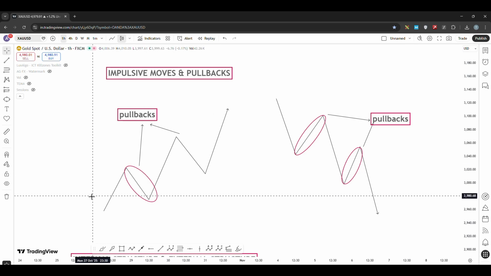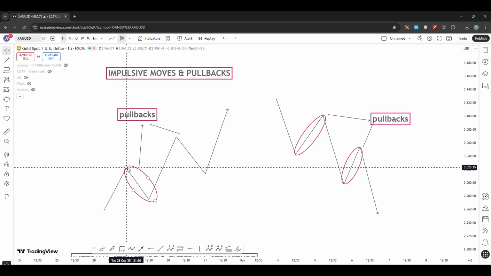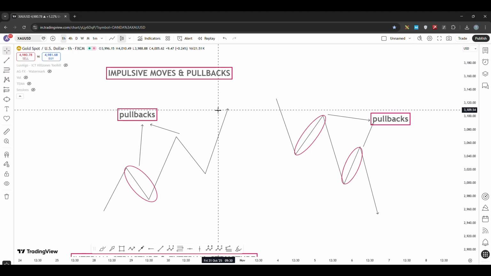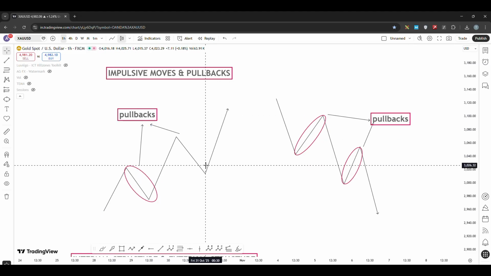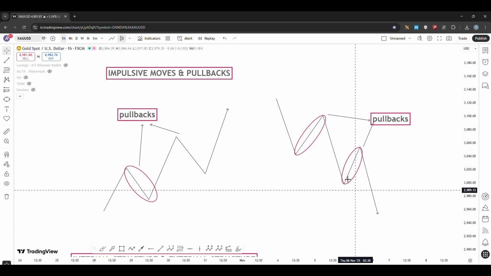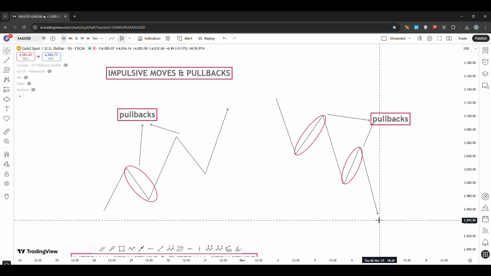Impulsive moves are moves which happen towards the direction of the trend, and pullbacks are the counter trend moves that happen against the direction of the trend. Okay, for a bullish market, this will be the pullbacks and this will be the impulsive moves. For a bearish market, these will be the pullbacks and these drops to the downside will be the impulsive moves.